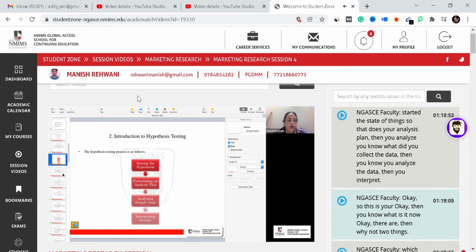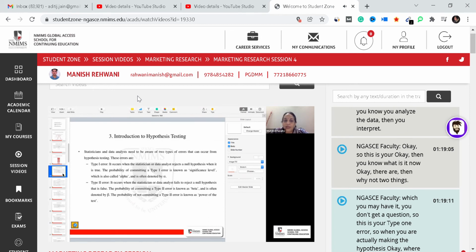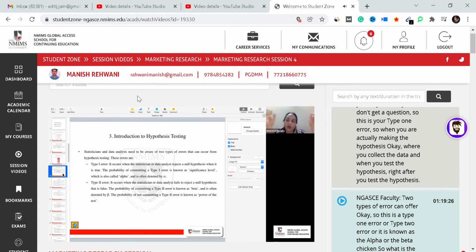Okay, so this is your process. Then there are one or two things about which you may get a question. So this is your type 1 error. When you are making the hypothesis, where you collect the data and test the hypothesis, after you test the hypothesis, two types of error can occur. These are known as the type 1 error or type 2 error, or they are known as alpha or beta. Okay, so what is the type 1 error?